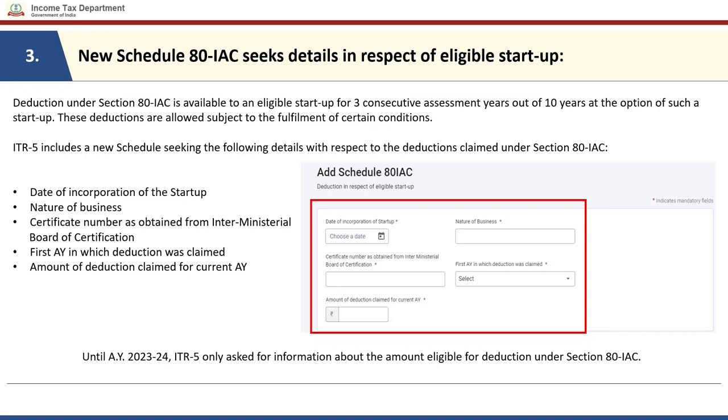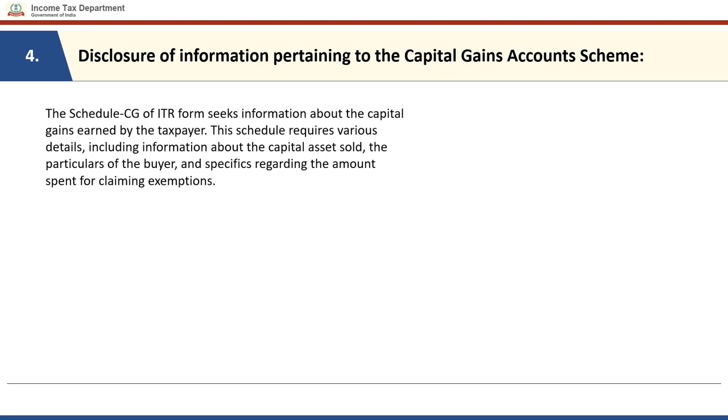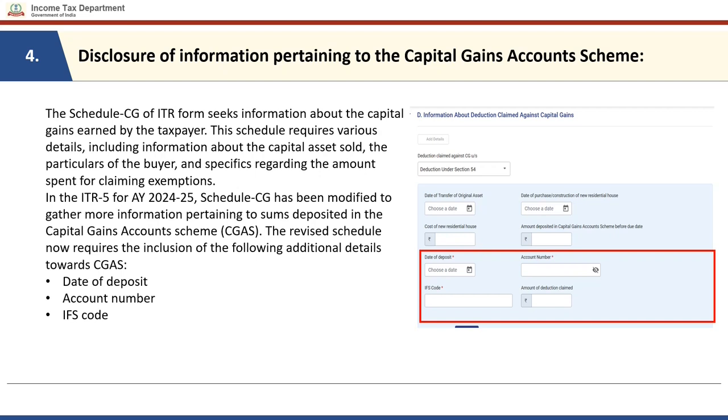Until assessment year 23-24, ITR5 only asks information about the amount eligible for deduction under Section 80IAC. With respect to capital gains account scheme, Schedule CG of ITR form contains the information. This schedule requires various details including information about the capital asset sold, the particulars of the buyer, and the specifics regarding the amount spent for claiming exemptions. In Form ITR5 for assessment year 24-25, Schedule CG has been modified to gather more information pertaining to sums deposited in the capital gains account scheme. The revised schedule now requires the inclusion of the date of deposit, account number, and the IFSC code.